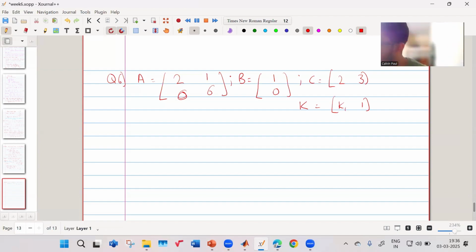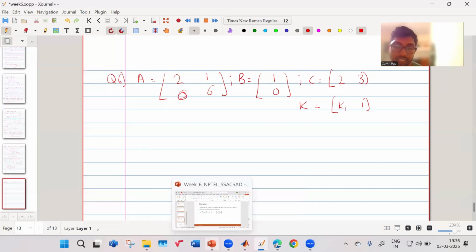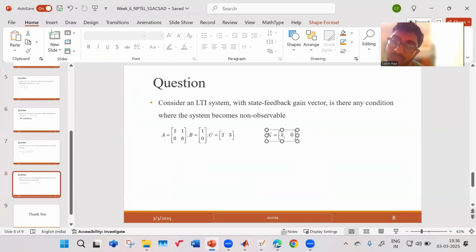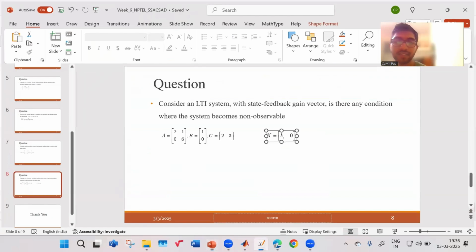So now how do we solve it? They are saying, is there any condition when my system becomes non-observable? So what should we do? Is the original system controllable and observable? That we can find. Okay, how will we find that?